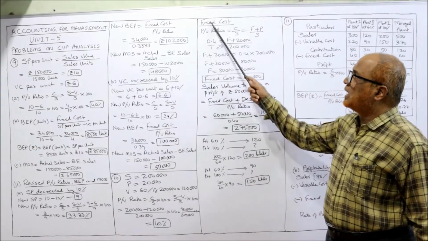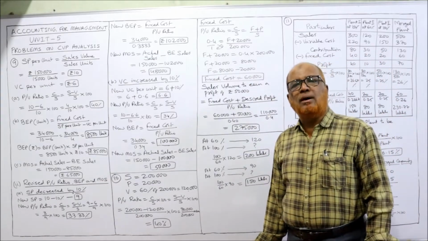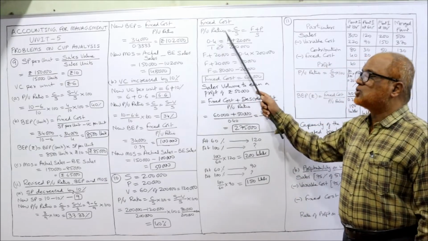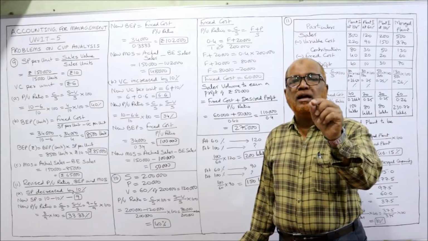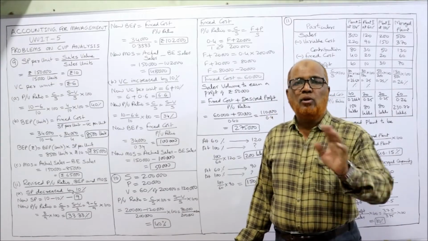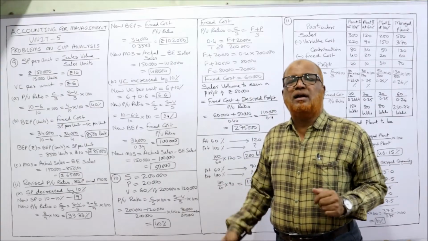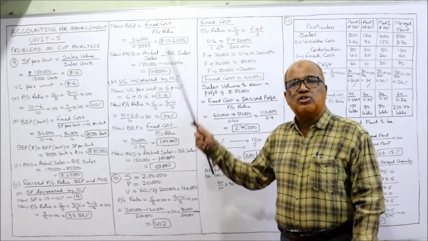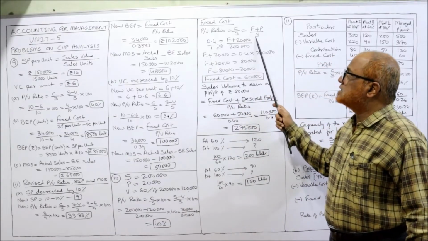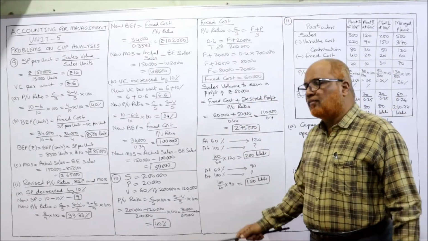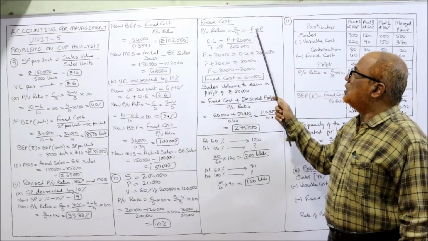Secondly, it is asking you to calculate fixed cost. For finding out the fixed cost, we use the PV ratio. The PV ratio formula is C by S. Now in place of C, I am writing F plus P, not S minus V. We can take S minus V or F plus P, but we need fixed cost, that's why I am taking F plus P by S. PV ratio already we got 40%, which means 0.4.